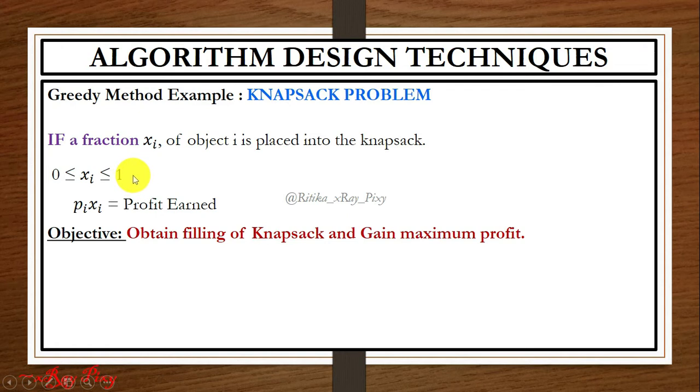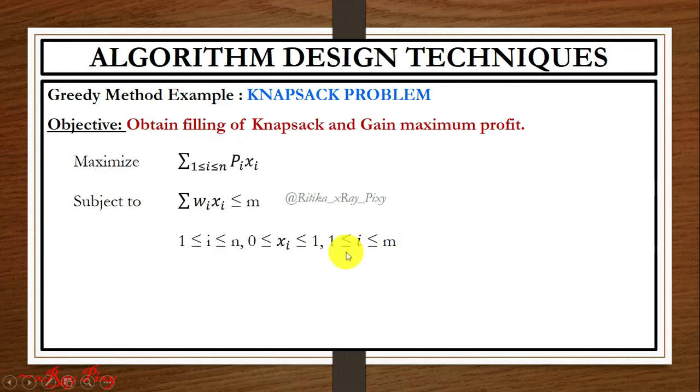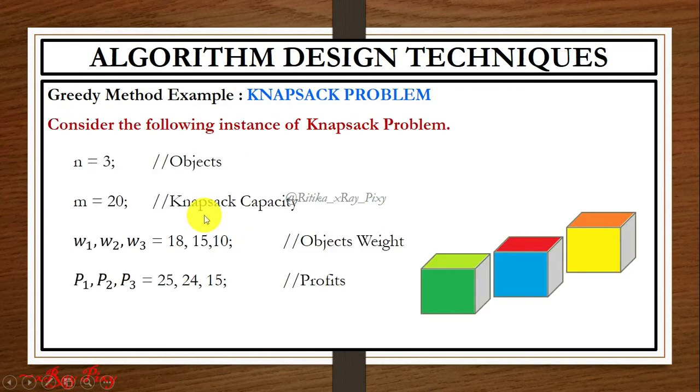Once this constraint is satisfied, after that we can place the object inside the knapsack, and then we will calculate the profit earned. So our objective here is to obtain a filling of the knapsack and gain the maximum profit. Here you can see our objective is to get maximum profit. So you can see here, maximize the objective function subject to certain constraints to satisfy. Now let's try to understand this with an example. Consider the following instance for the knapsack problem.